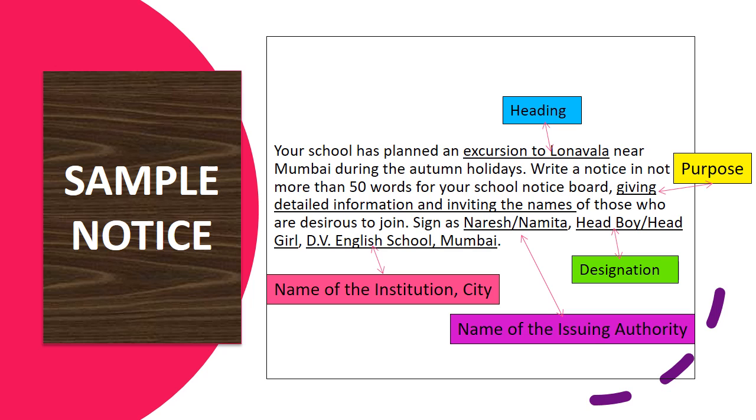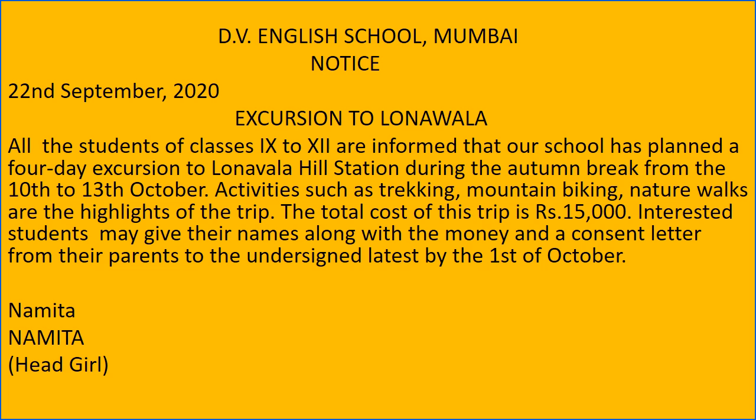Now here is the answer. Line number 1, DV English School, Mumbai. In capital letters. In second line, we will write the word notice. And third line, you have to write the date. Say 22nd September 2020. Then heading is excursion to Lonavala.